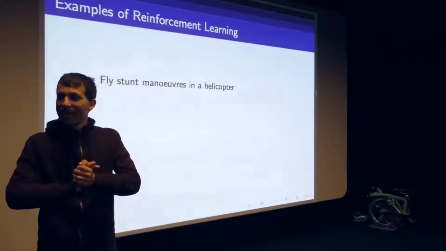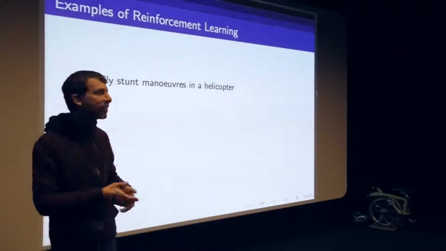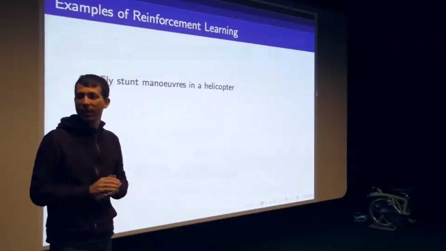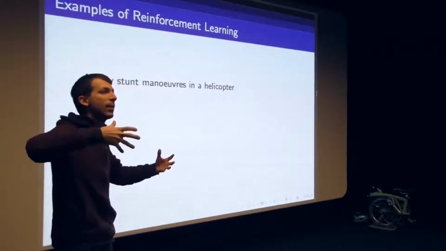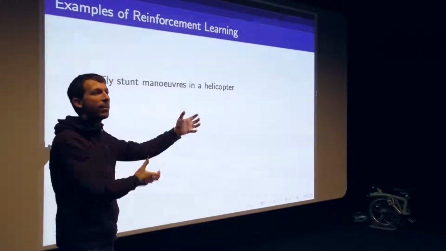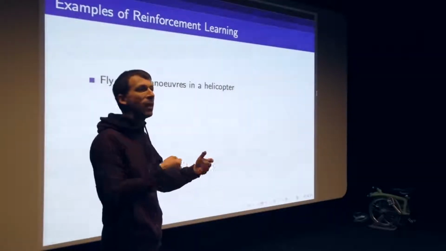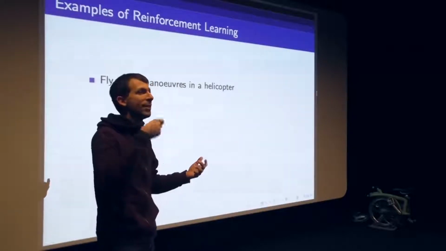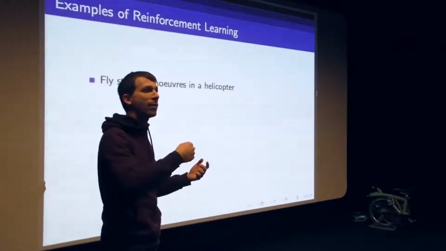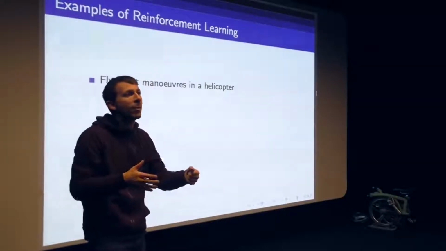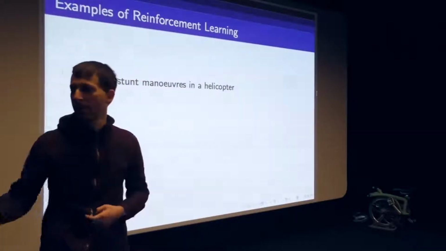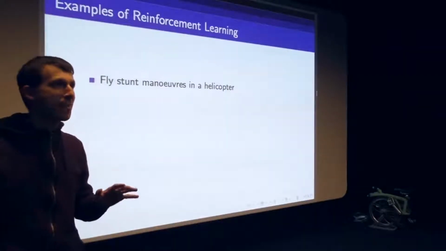And so one example would be flying stunt maneuvers in a helicopter. We'll see a video in just a second. So here, you've got a helicopter being controlled. You want this helicopter to make a particular maneuver. It's not that anyone tells you at any given moment, yes, you've done the right thing, or no, you've done the wrong thing. It's that at the end of some period of time, you want to have executed this maneuver, and maybe someone says good or bad at the end of it. And crashing is typically very bad.